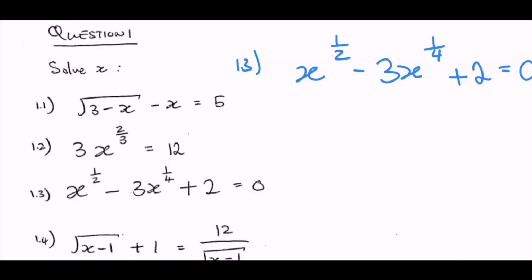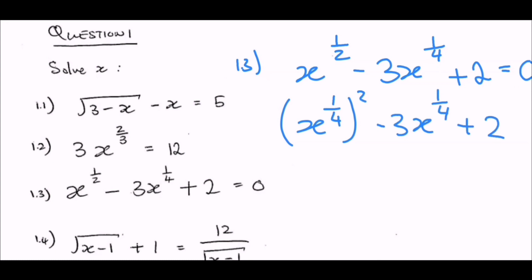Maybe let me give you another hint. Let me break this up into, see, this is x to the power of half. I'm going to break that up into x to the power of a quarter to the power of 2. Because x to the power of a quarter to the power of 2 is equal to x to the power of half. So just have a look at this, and then have a look at this. It's the same thing. Okay? Yes, do you have an idea?